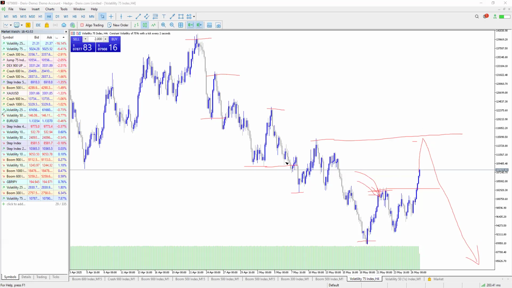Now, what do we need to witness? We need to see this high over here get broken as a break of structure. Now we will call this a break of structure, right? The break of structure.